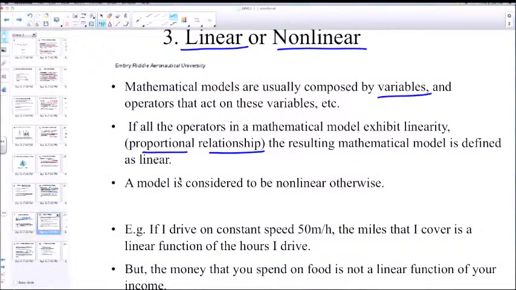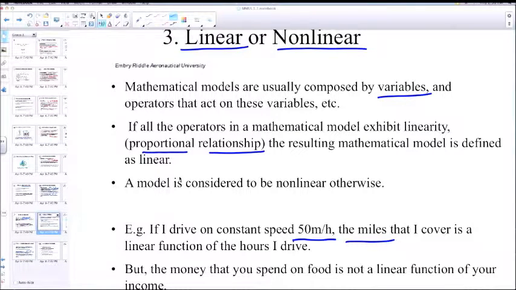Give you an example. If you always drive 50 miles per hour, or with a little bit of deviation, the distance you cover pretty much is a linear function of your speed, or a linear function of the time you spend. So in that case, the faster you drive, the more mileage you cover.